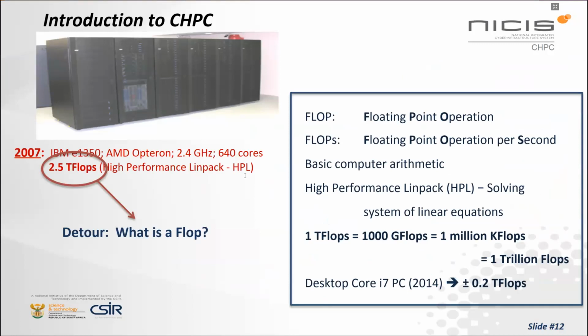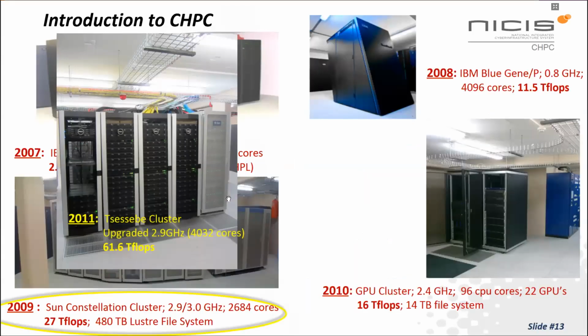So the first cluster that was procured, I think, was in 2007, and that had 2.5 teraflops as far as I can remember. And if you've done the MOOC that you're supposed to do for this course, you should know what a flop refers to. But this was the first one that was used at the CHPC. Kevin, please comment if I make any blunders.